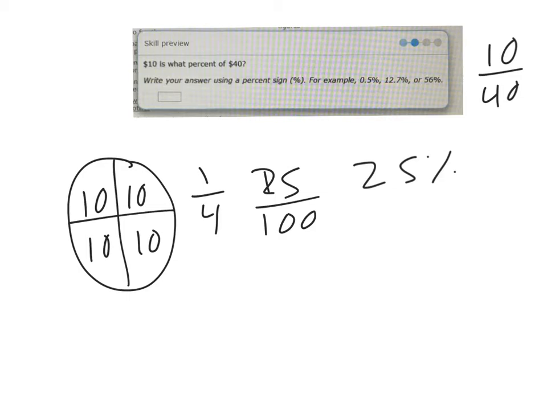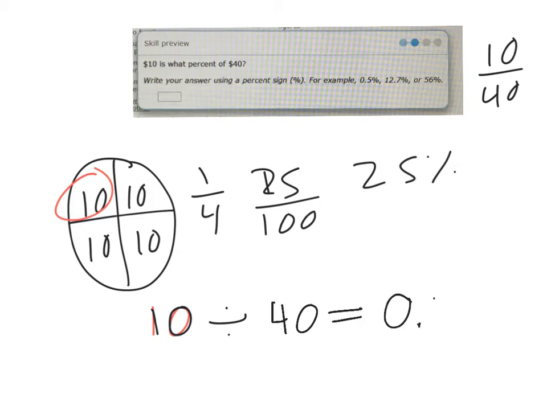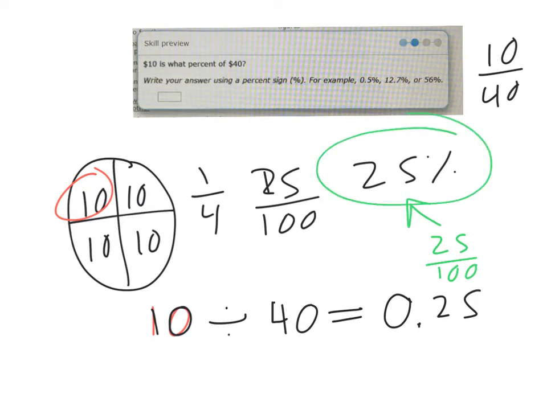But if you're someone who doesn't see that, you can again use the calculator. And I'm glad I wrote this over here because I think that's a more visual way of thinking about it. 10 out of 40. In your calculator, you're simply going to write 10 divided by 40, which your answer will come out to be 0.25. So this is where you need to recognize that 0.25 or 0 and 25 hundredths is again the same as 25 over 100 or 25 hundredths, which is the same as 25%.